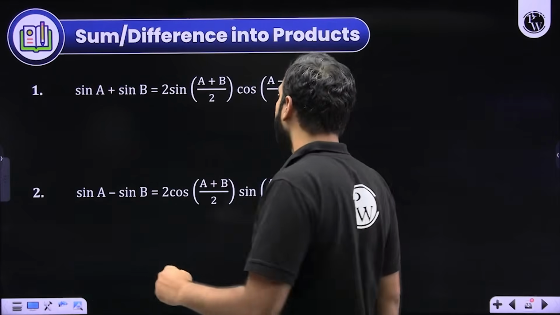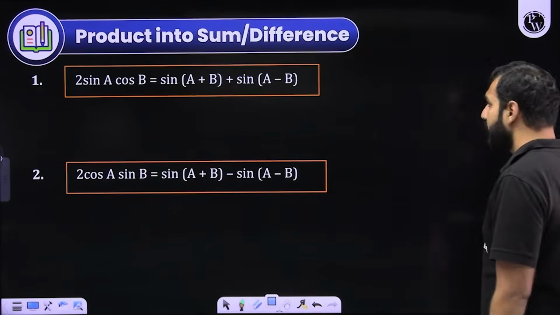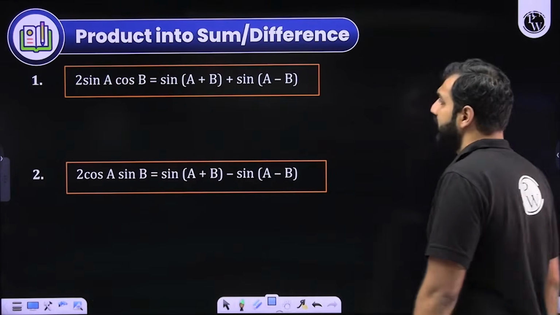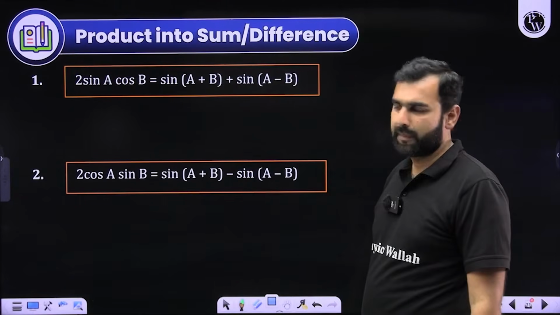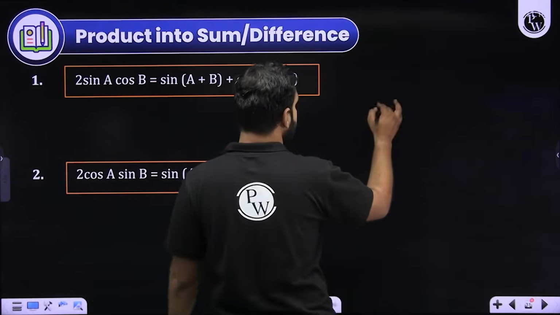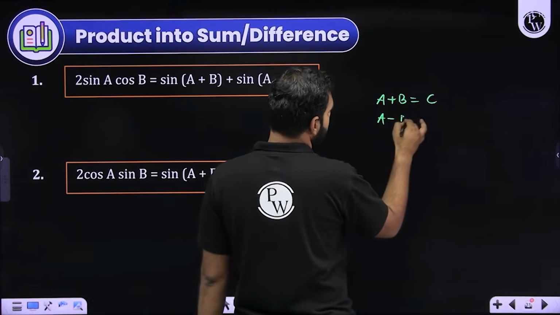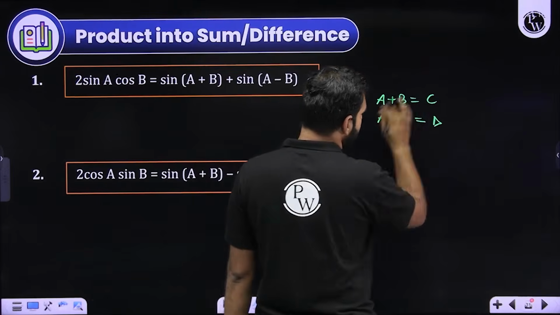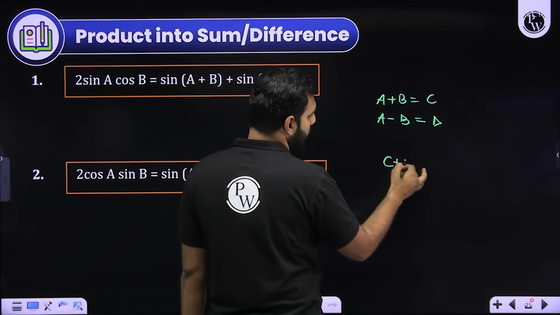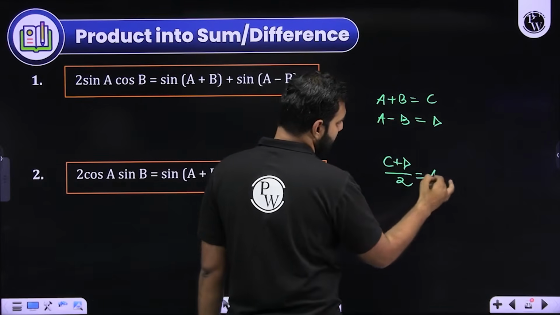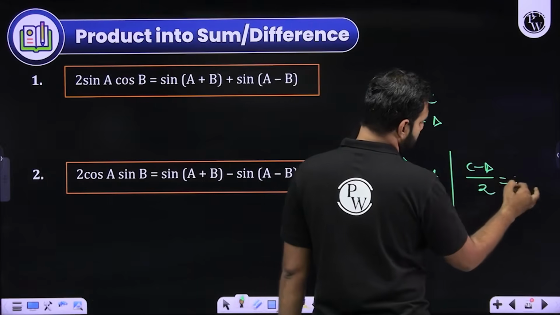Similarly, now one more change I'm doing here. What is that change? Let's say with this particular identity, I replace A+B by C and A-B by D. I repeat, if I'm replacing A+B by C and A-B by D, and I add both of them, B and B cancel, so 2A is C+D, so (C+D)/2 is A, and of course, (C-D)/2 is B.